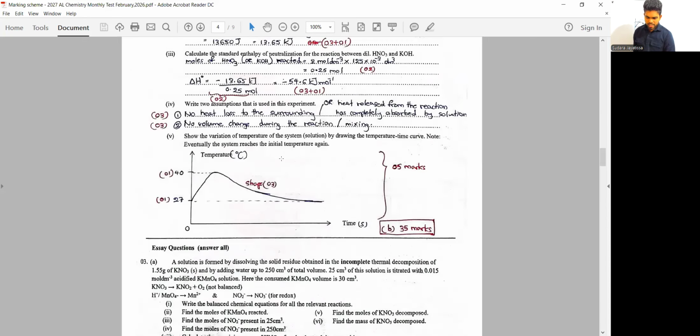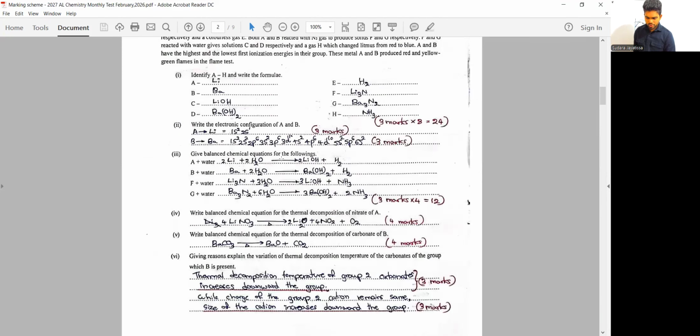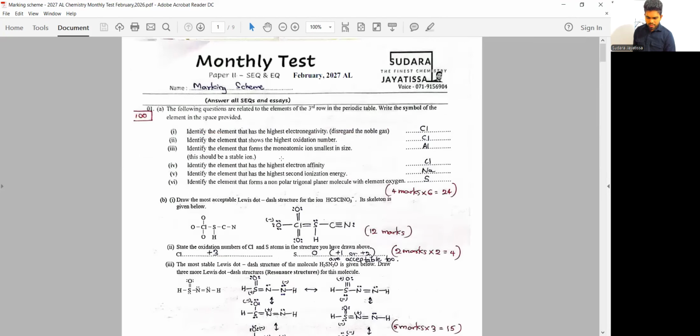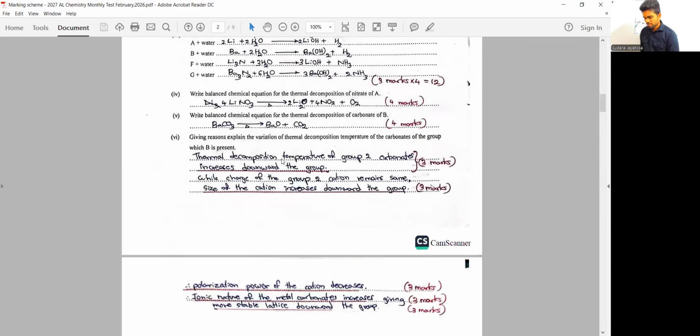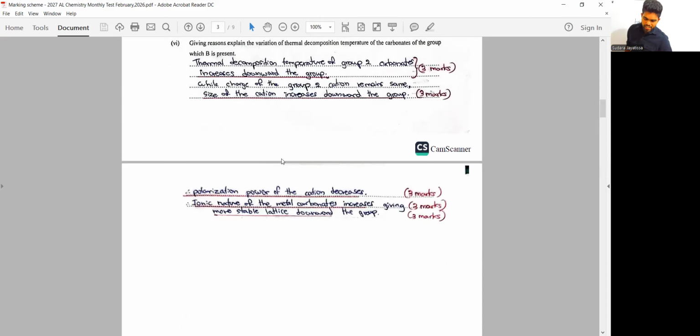If you're having further doubts, you can ask during the class, or you can text me. So that's about the structured essay paper. Next week, we will discuss our essay paper. And the March monthly test is coming at the end of this month, Lamai, so be prepared.